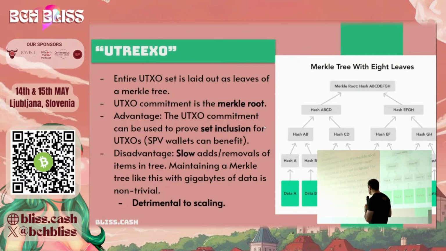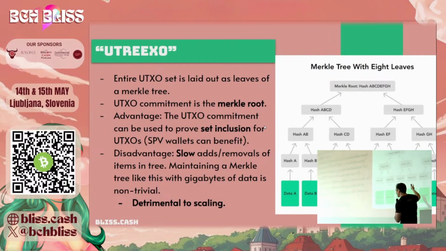And so one of the questions is, how do you organize the UTXO set? What's the best data structure to use? One of them would be UTREEXO, where you basically build a ginormous Merkle tree. Each UTXO is just a leaf on the tree, and then you do the big O n log n calculation, compute the tree, and the root of the tree is the UTXO set commitment.